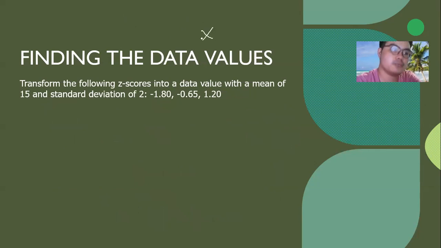So find the x, given the z-scores and the standard deviation and the mean. So our mean is 15, then our sigma is 2. So first case, if your z is negative 1.80, what we're going to do is use the same formula.